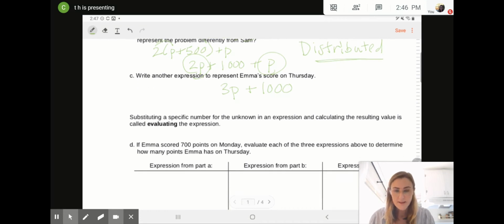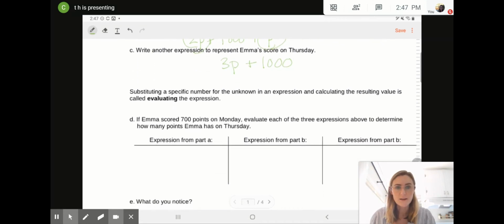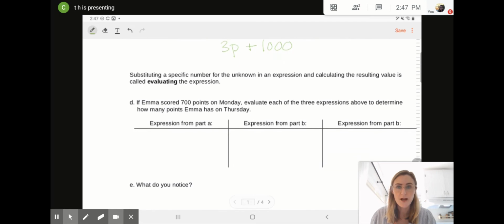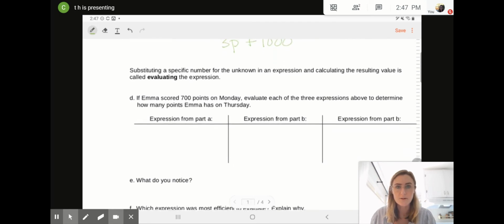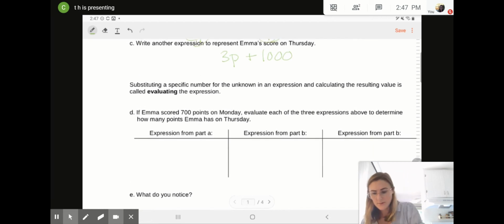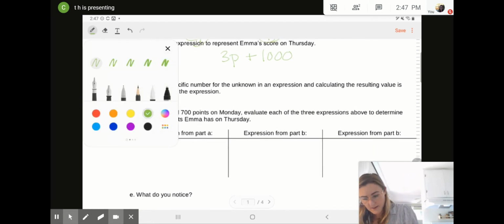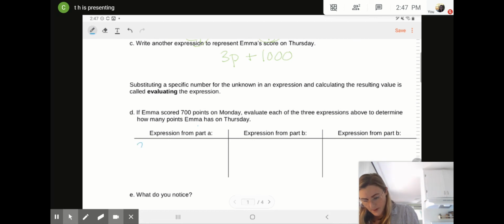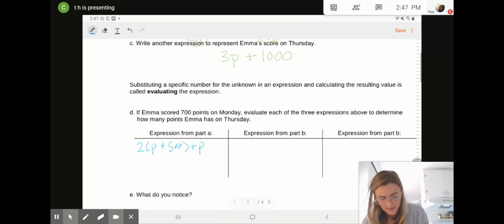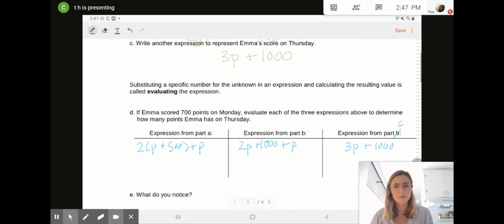So if Emma scored 700 points on Monday, evaluate each of the 3 expressions above to determine how many points Emma has on Thursday. So first, we're going to write the expression from part A. I'm going to get a little bit of a darker color. So part A just had 2 times (p plus 500) plus p. And then we remember that Beth distributed that 2. So she got 2p plus 1,000 plus p. And then this should actually say the expression from part C. This is just 3p plus 1,000.